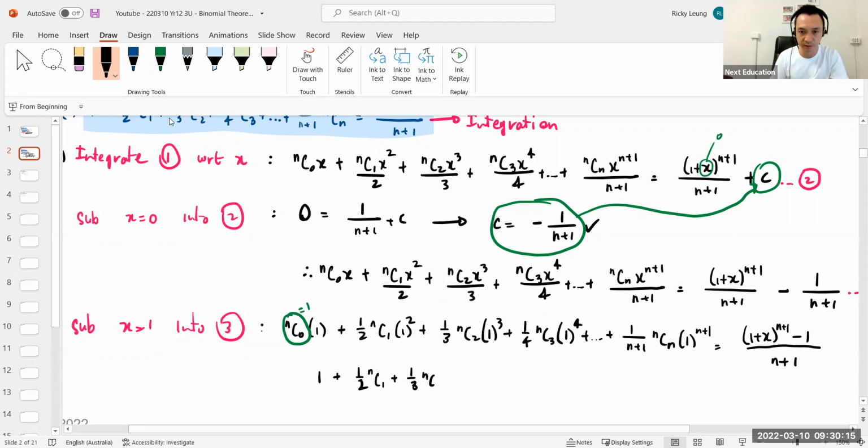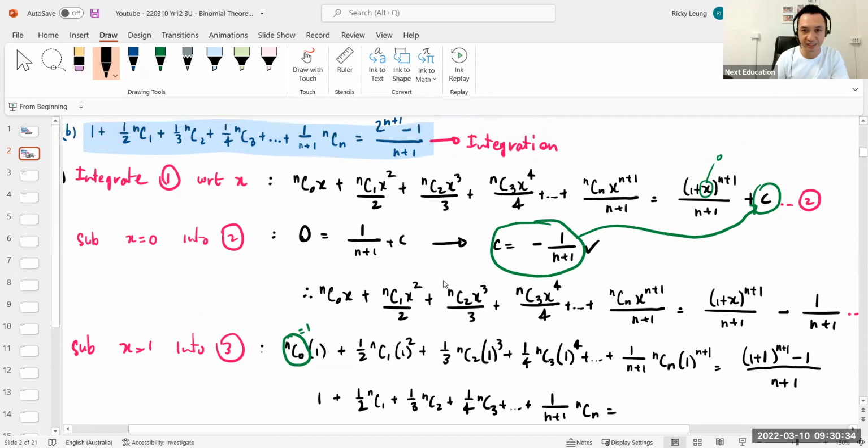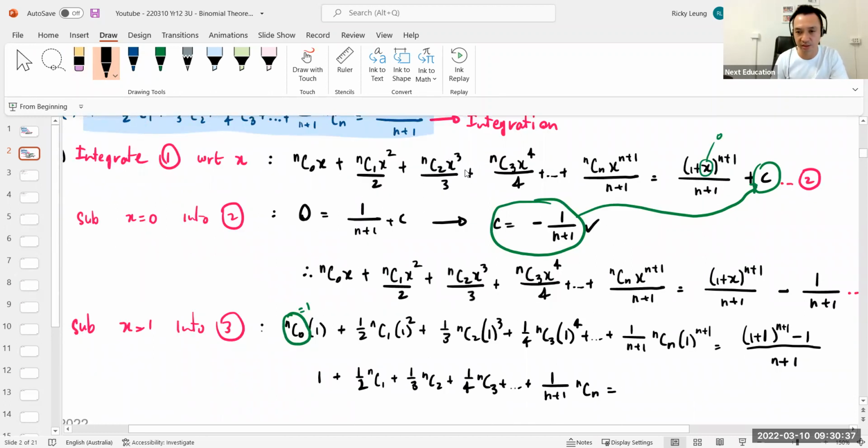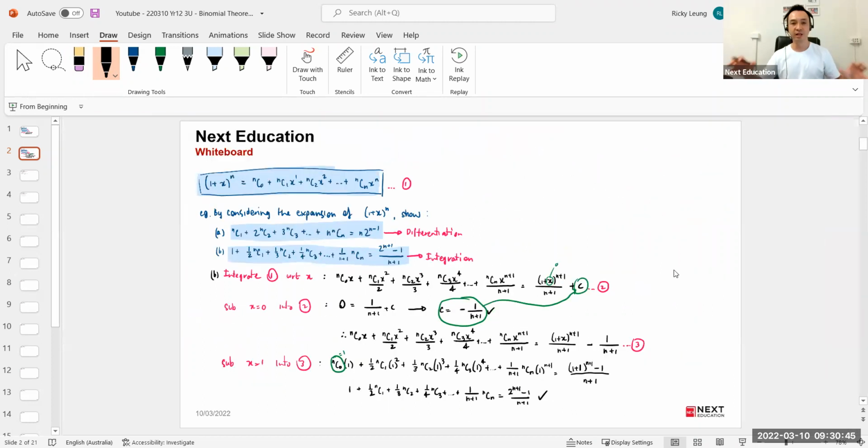The last term on the left, NC n, oh, I didn't sub in, that's naughty. So let's do that now, sub in 1 there, because if it's 1, it is exactly what I want on the right-hand side. So 2 to the power of n plus 1 minus 1 on n plus 1. So that's it. Integration, that's how you do it, and that's how you know, because of the fractions that go up by 1, it's a very good sign.